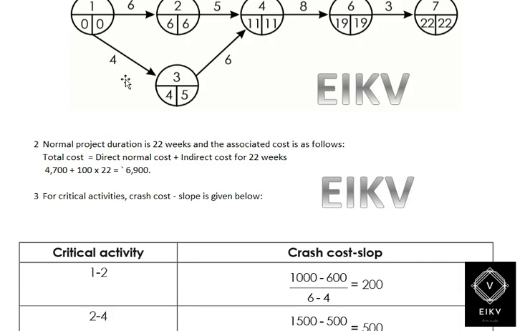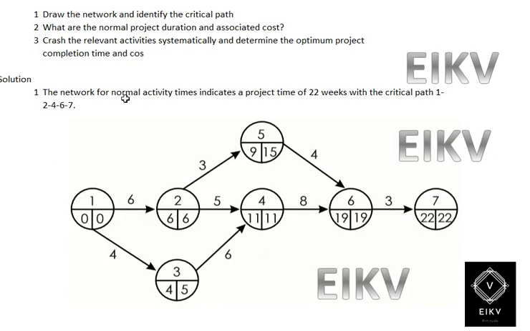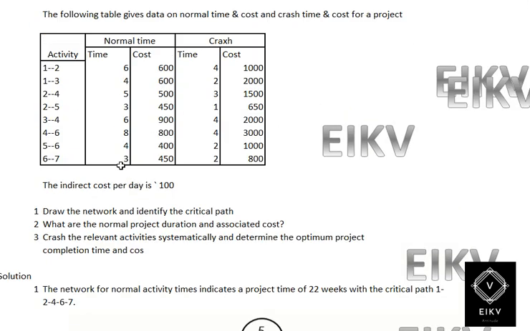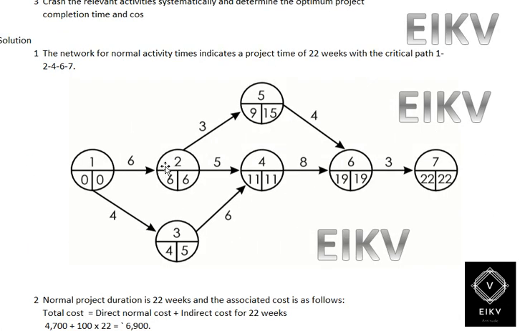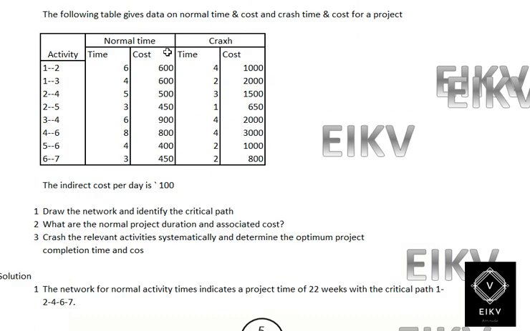Therefore, first of all, we should draw the path. So for that, we need to draw the network analysis. So here we have 1 to 2 activity. The time for 1 to 2 activity will be 6. Therefore 1 to 2 it will be 6, right? Yes. After that we have 1 to 3.